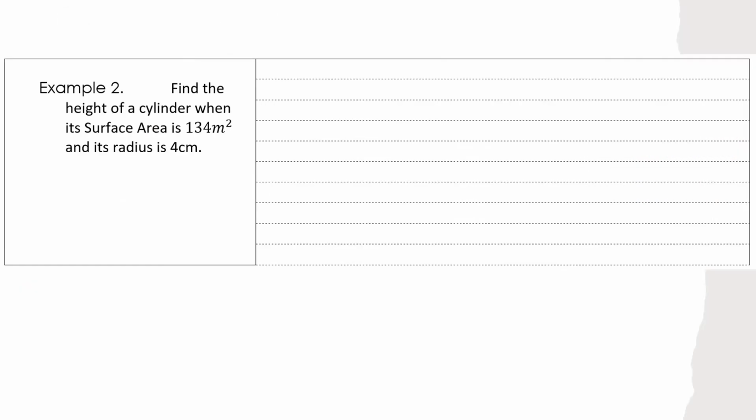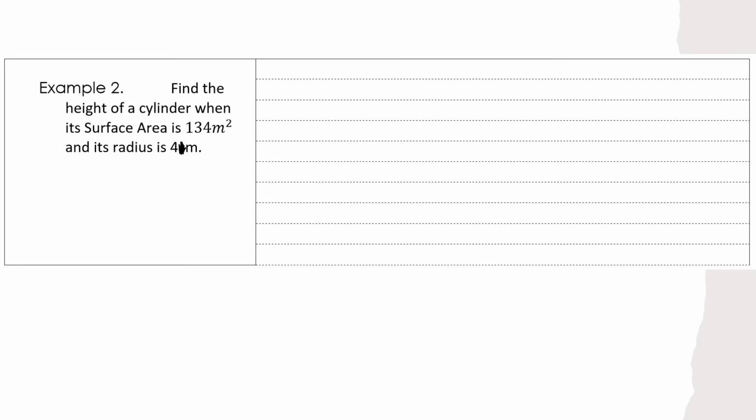All right, example 2. Find the height of a cylinder when its surface area is 134 meters squared and its radius is 4 centimeters. Now, we are going to pretend that that says meters, okay? Because we're not worried about different units, that's going to just be too much. We want them to match. So we've got meters squared and meters. So please cross out your centimeter, make them all the same.